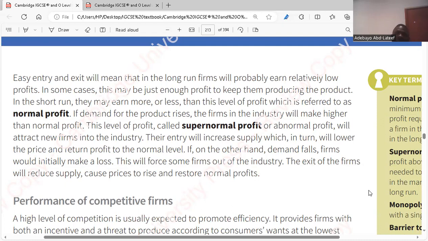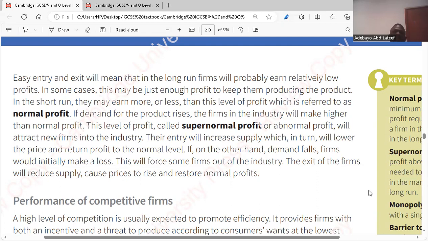So if there's shortage in the market, what do you do with your price? Increase. You increase your price. And as soon as you increase your price, what happens? The demand is still increasing. You will make abnormal profits. Yeah, because it's in demand. That is the point there.